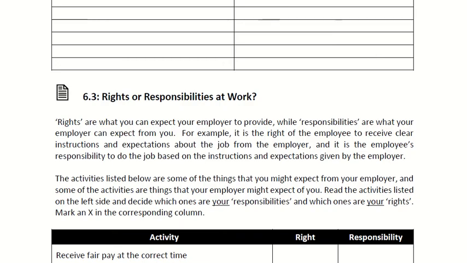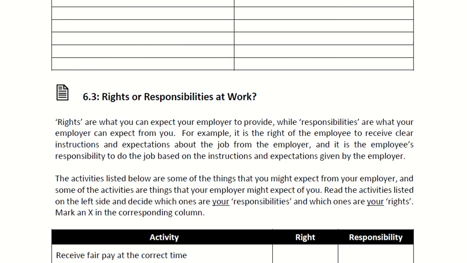Okay, rights or responsibilities at work. Rights are what you can expect your employer to provide, while responsibilities are what your employer can expect from you. So, sa trabaho naman, ang karapatan ay mga bagay na inaasahan natin na maibigay sa atin ng mga employer, no? Tulad ng sahod. So, karapatan mo yun kasi dapat na ibigay sa iyo ng employer. So, yung responsibilidad naman ay kung ano naman ang maibigay mo o ini-expect na gawin mo para sa employer.